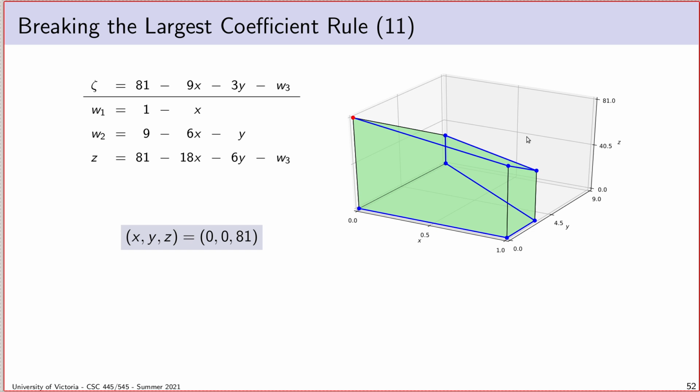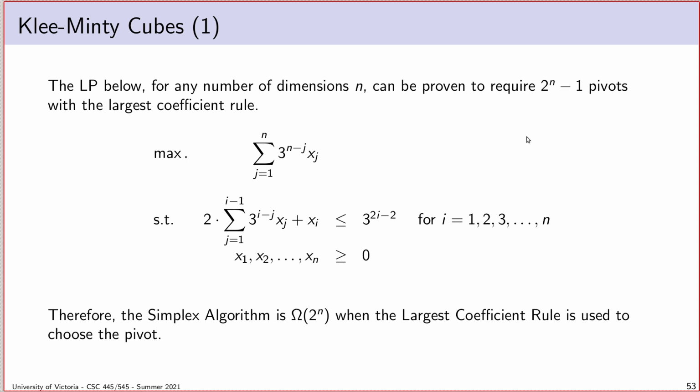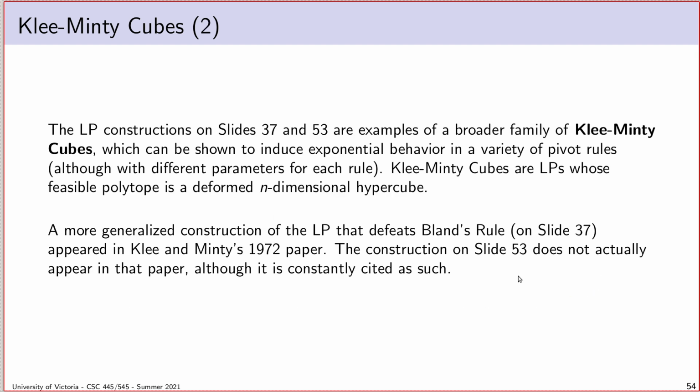And so it turns out that this holds on any number of dimensions, that if I apply this construction to any number of dimensions, then I can produce this LP that requires 2 to the n pivots, or 2 to the n minus 1, so big omega of 2 to the n pivots, with the largest coefficient rule. So although earlier it was tempting to blame Bland's rule, I can come up with a similar insight that allows me to break the largest coefficient rule as well. And here's the full construction for any number of dimensions.